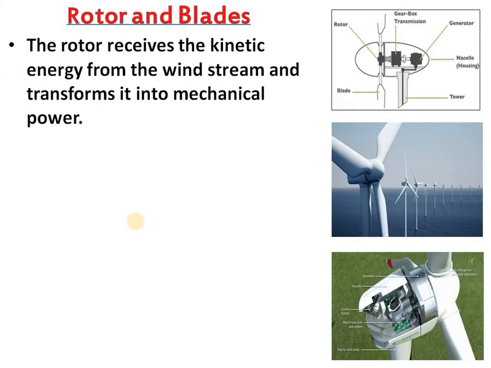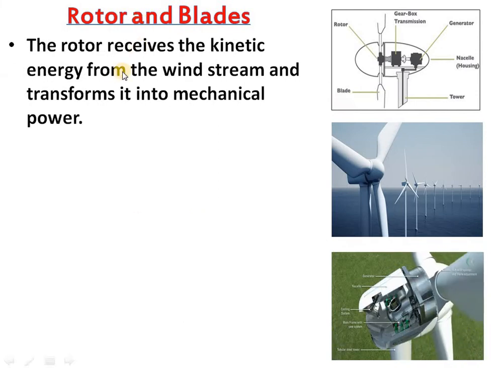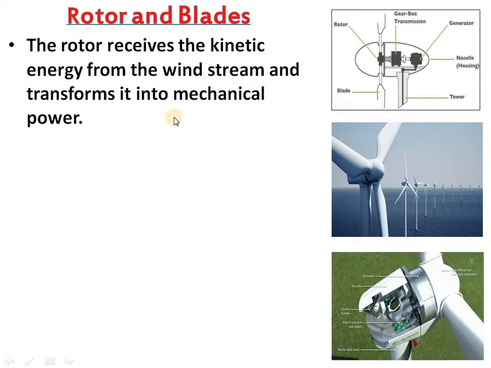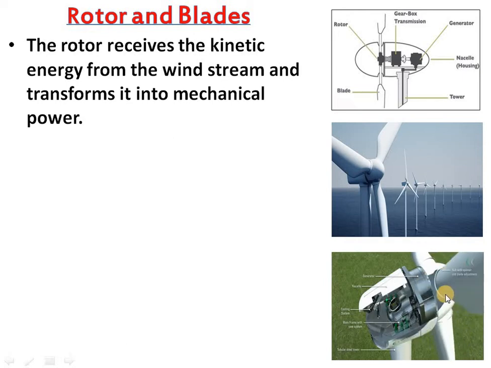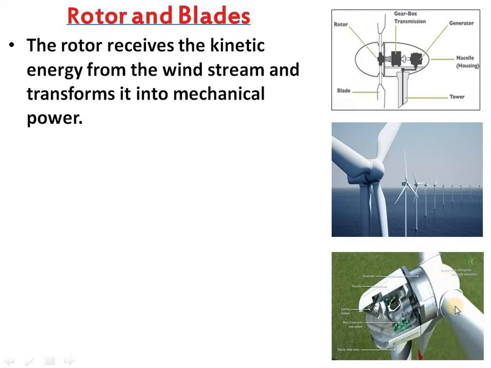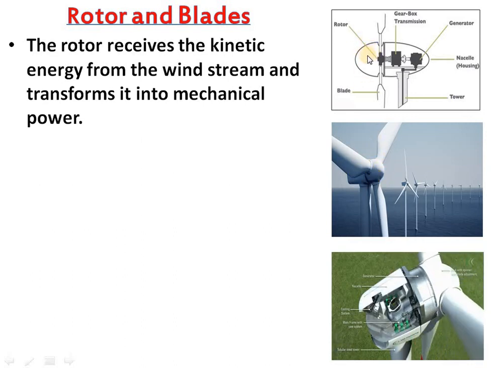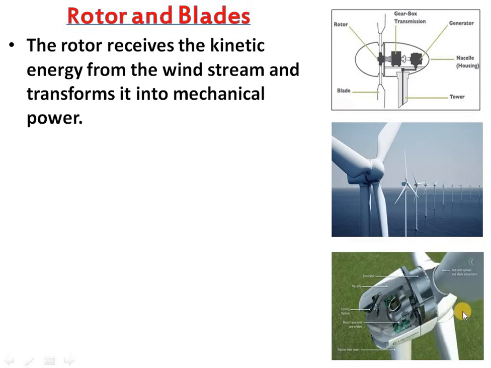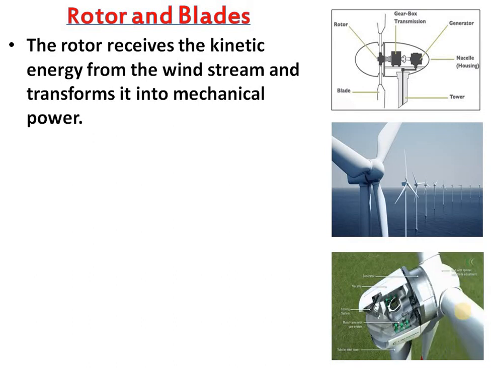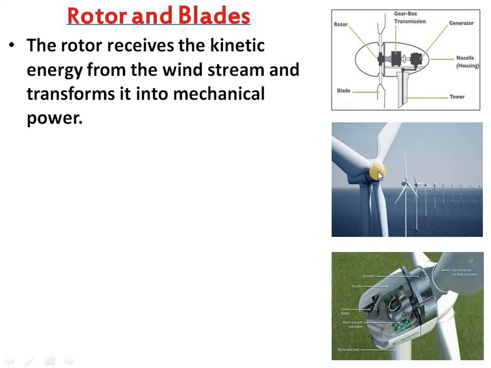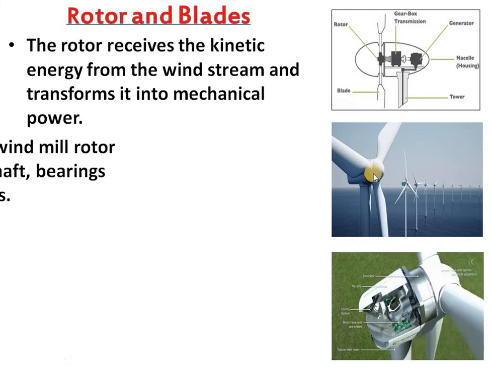What is a rotor? Rotor receives the kinetic energy from the wind stream and transforms it into mechanical power. So this is actually a rotor. Rotor is comprised of blades and a hub. This part is called the hub. Here is the blade. So combinedly we call it a rotor, a blade and a hub together. On the hub, the blades are fitted.